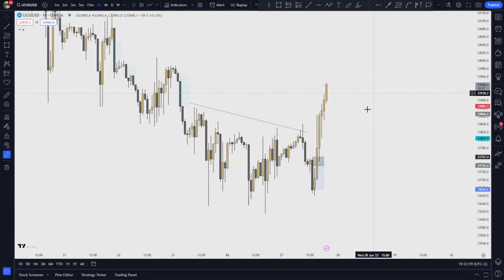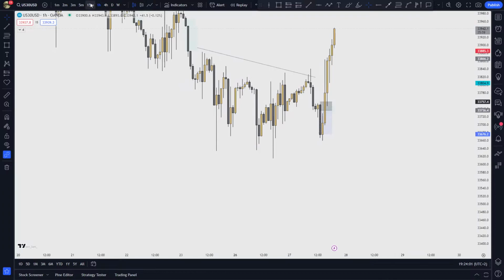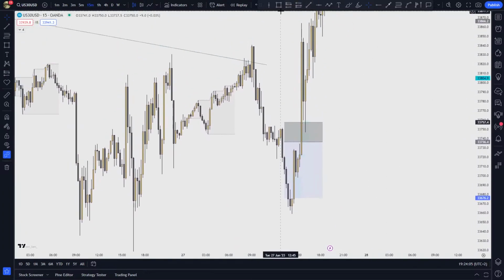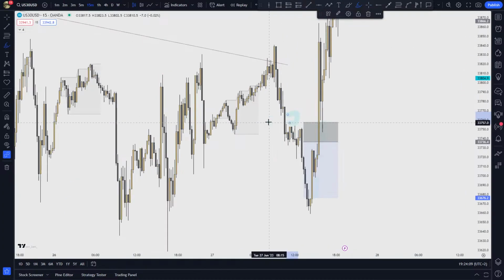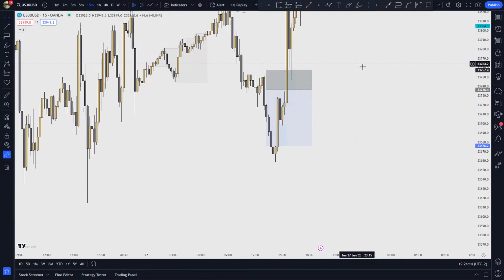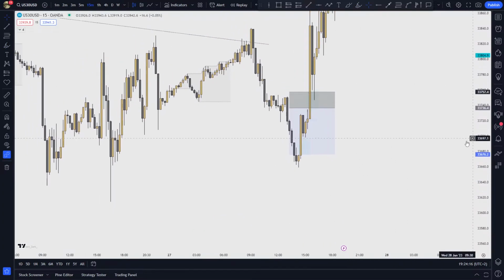So yeah, this one was avoidable. It's a bit aggressive. And if you look on the 15-minute, we have a bunch of imbalances over here. And yeah, that's pretty much the only one. Anyways, this was a good trade nonetheless. It was a solid setup.